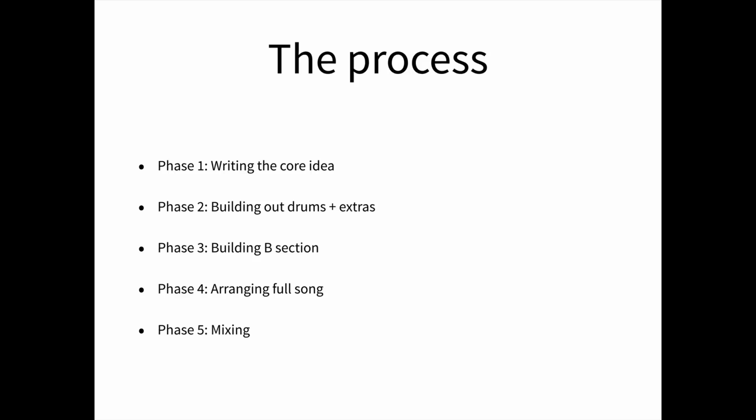So we'll start with an 8-bar section. We might turn that into 16 with the B section, but that's still not a full song. We need to arrange our full song, give it an intro, outro, that kind of thing. Finally, we'll do a quick mix cleanup at the end, and our track will be finished. So I'm going to move into Ableton now, and we're going to start working on this song.